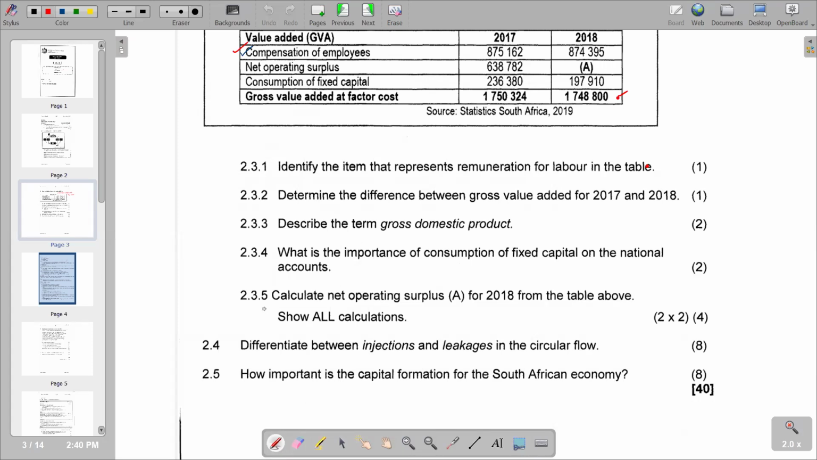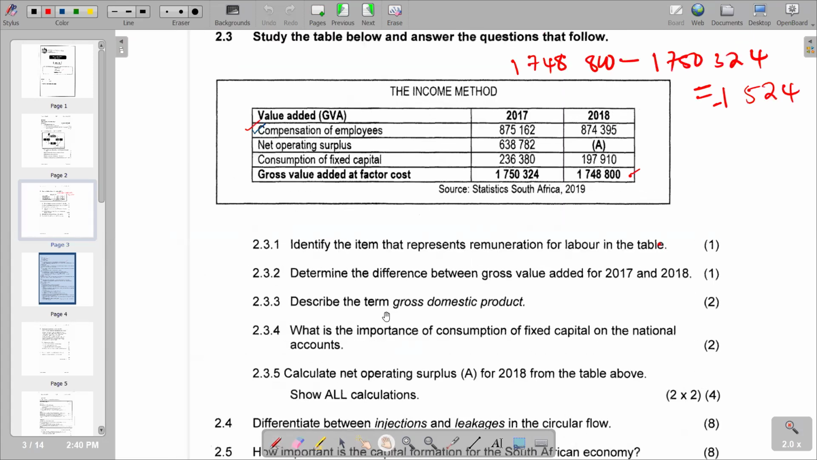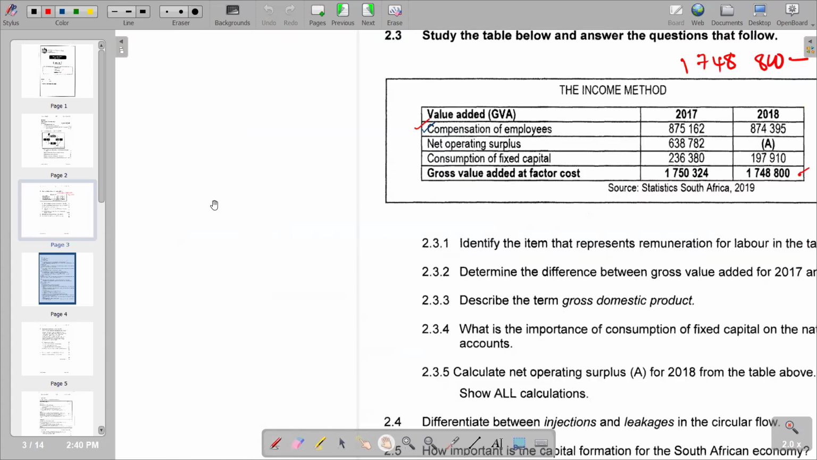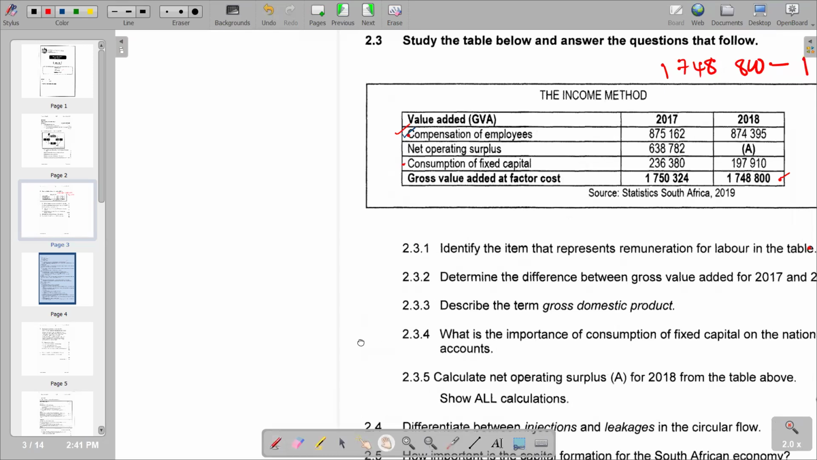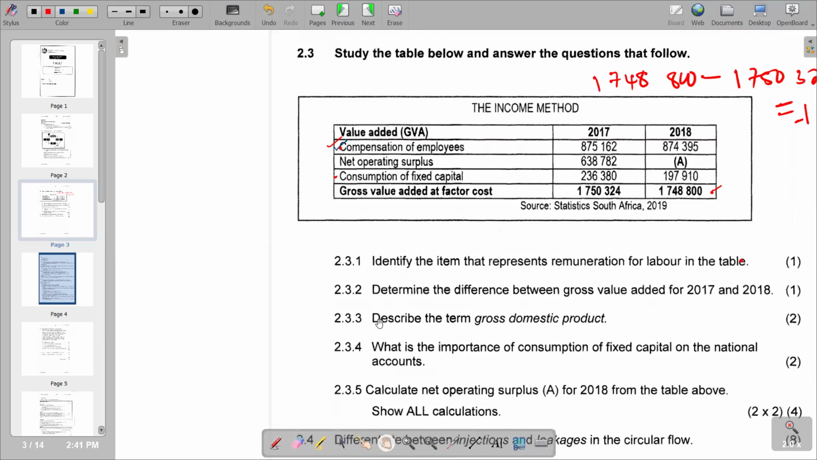Our next question is 2.3.5. It says calculate net operating surplus in brackets A for 2018 from the table above. Show all calculations. So net operating surplus. First of all, we are going to calculate the compensation of employees plus consumption of fixed assets. So basically, according to the figures given, we are going to use the values that we have for the same period, which is 2018.